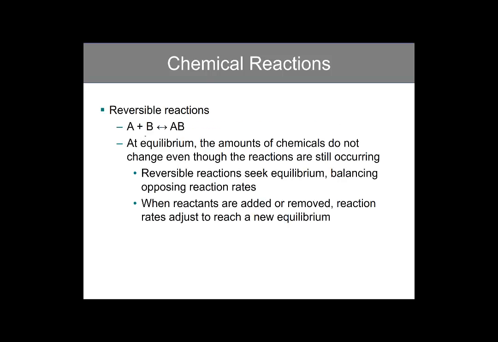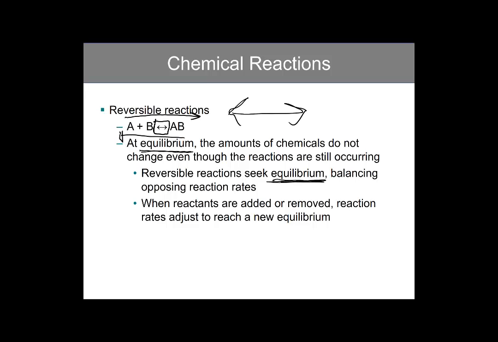Lastly, reversible reactions. And reversible reactions are predicated on this symbolism right here, this little double-ended arrow. And what that refers to is the fact that this reaction can either move to the right or to the left. In fact, it usually moves in both directions in an attempt to reach a state of equilibrium or one of balance. At equilibrium, the amounts of the chemicals do not change, even though the reactions, both the reaction to the right and the reaction to the left, are still occurring. So reversible reactions seek equilibrium, a balance.